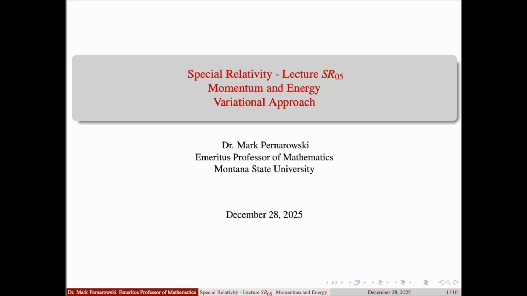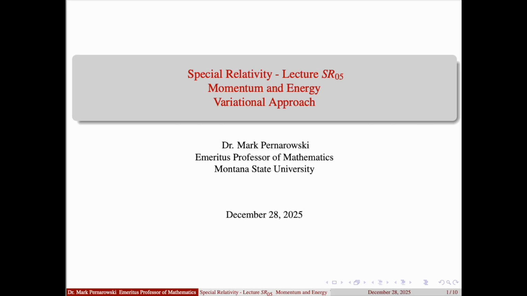This is installment 5 of a series of lectures on special relativity. This is an especially interesting lecture. It's basically the culmination of everything we've been talking about before, but from a completely different point of view. What we're going to do is I'm going to show you how momentum and energy in special relativity can be derived using variational methods that one uses in classical mechanics, for instance.